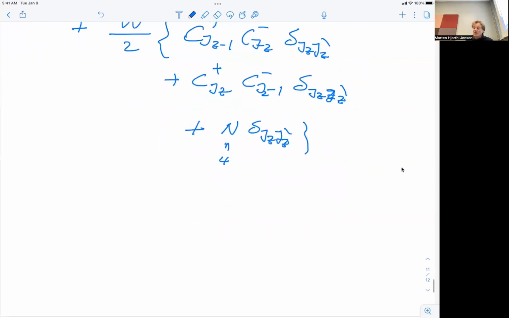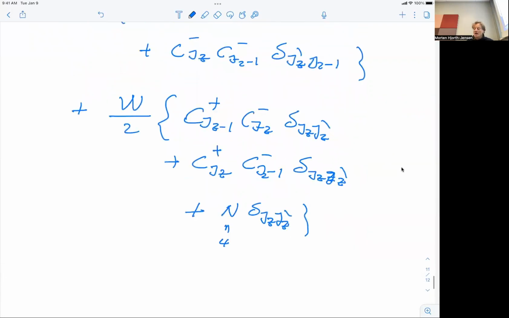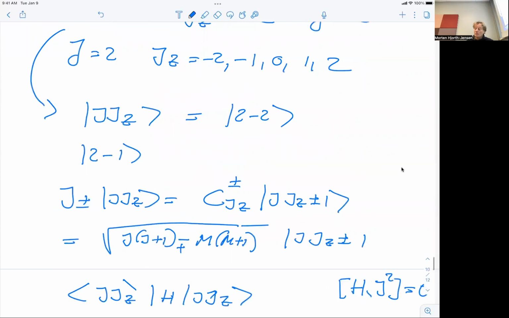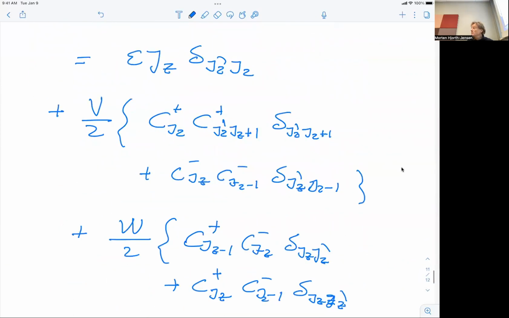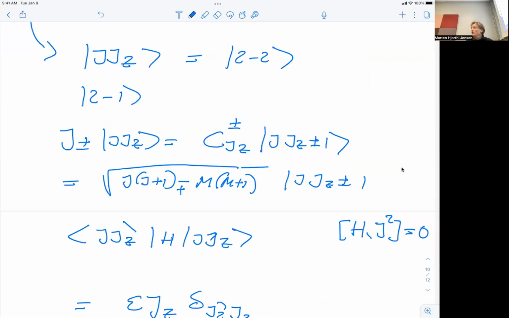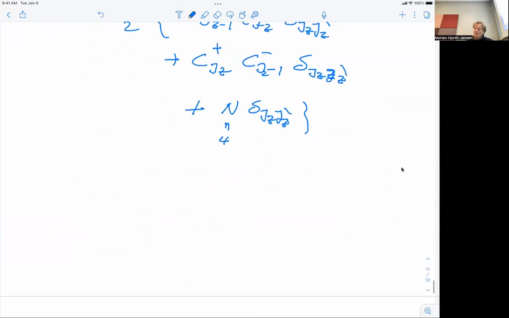Then this gives me a Hamiltonian matrix, since I'm going to have 5 states. JZ equal to -2 is the minimum value I can get, and JZ equal to 2 is the maximum value I can get. If I then follow the rules for angular momentum, that means J has to be equal to 2. So I can set up my Hamiltonian matrix, which becomes equal to the following.